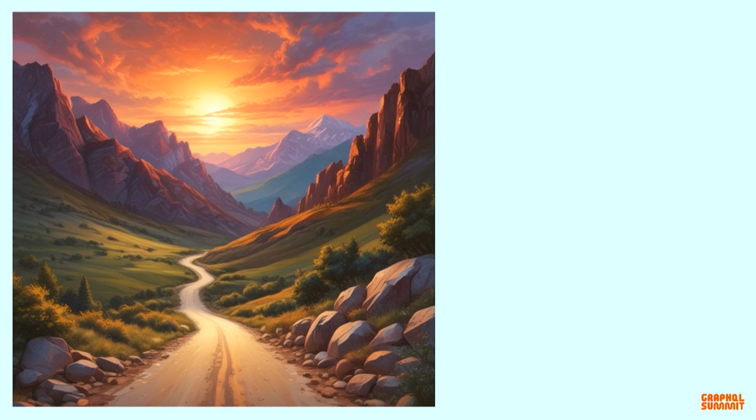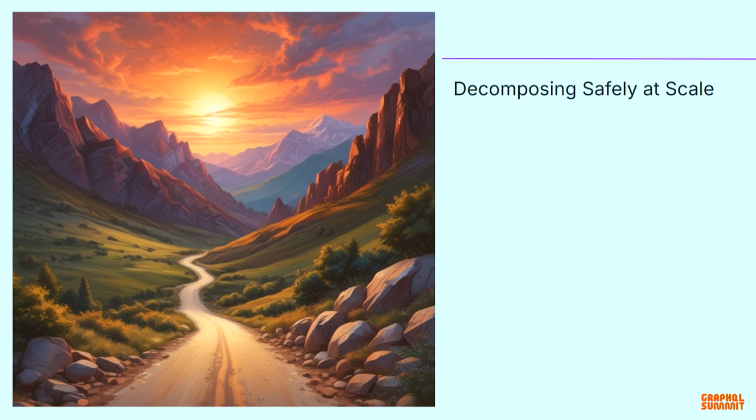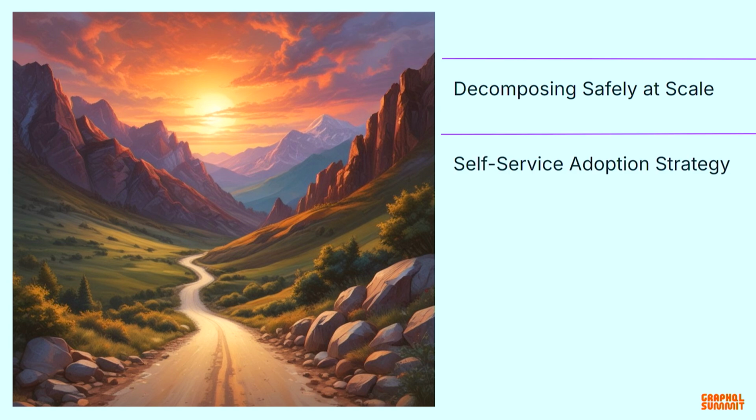All right, so just a quick roadmap in this talk. I'm going to talk about how do we decompose safely at scale? What are the tools that we use to accomplish this with confidence? And also talk about our self-service adoption strategy. Now that we have those tools, how do we get teams to actually federate? And finally, I'm going to talk about some learnings that we have had along the way. Now, we are in the beginning of our journey of decomposing the monolith, but we have learned a few things already that I will share with you.